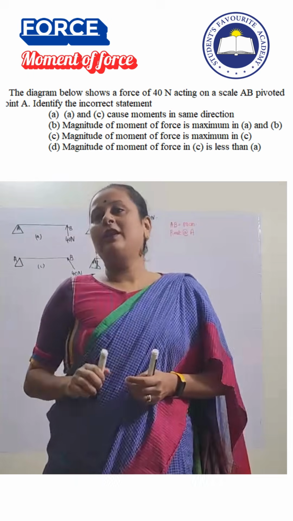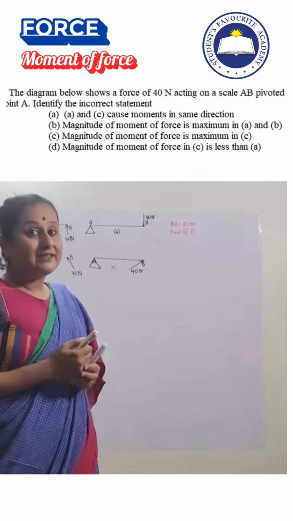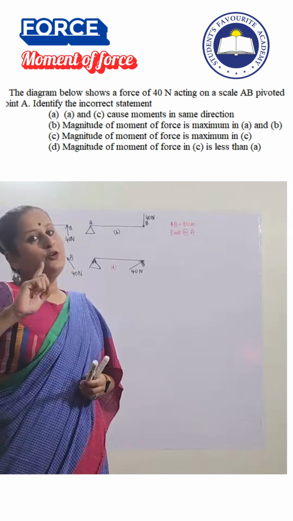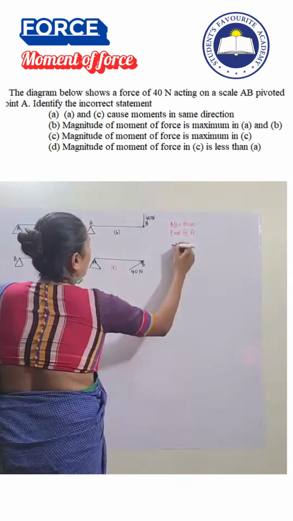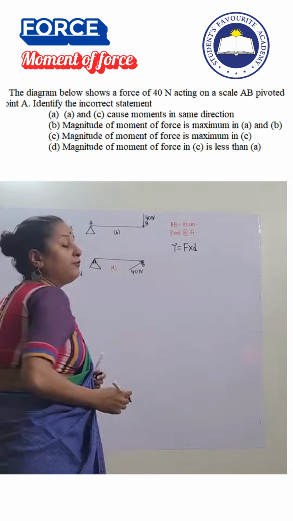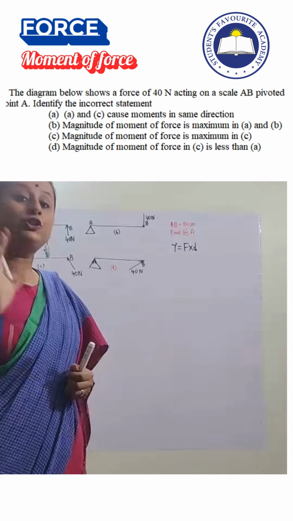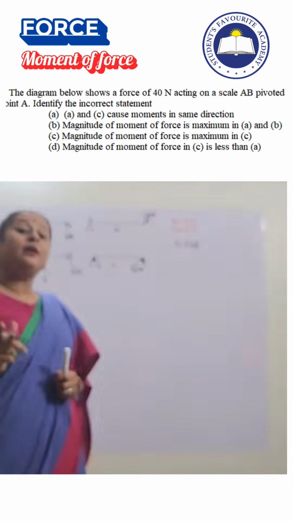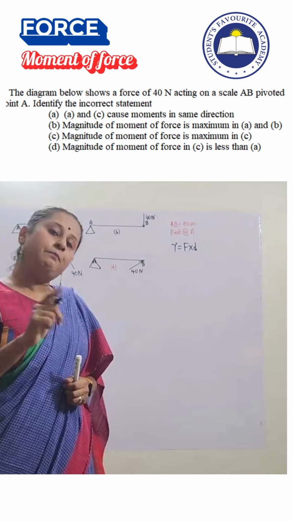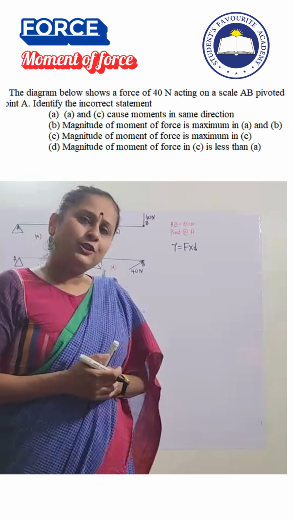So first of all the forces are equal. Does that mean all the torques will be equal? No, because torque depends on F into D or F into S, where D stands for the shortest distance between the line of action of force and the pivot. So let us draw the line of action of force.